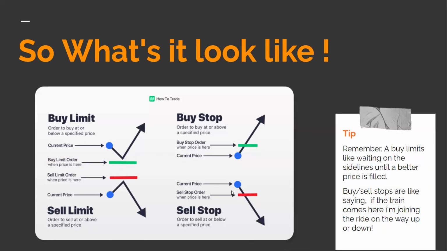So another way to look at it is, remember, a buy limit is like waiting on the sidelines until a better price is filled. And then buy or sell stops are like saying, if the train comes here, I'm joining the ride on the way up or down.